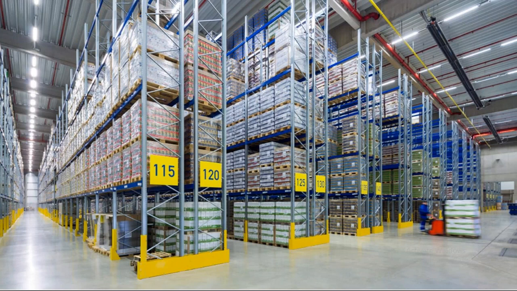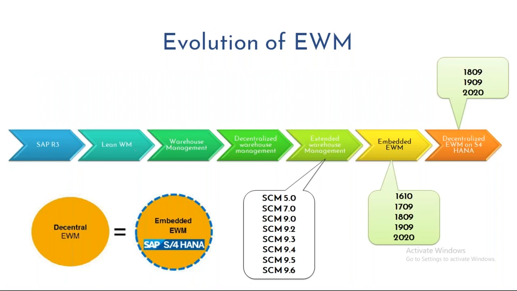Lean warehouse management is nothing but this entire warehouse, what you see here, is considered as one bin. Which means if I have to check the report, the system shows that it is there in this bin. I will not have clarity on which rack, which stack, which level. All this information I will not be able to find out with lean warehouse management. But just to introduce a functionality, SAP introduced lean warehouse management. The entire warehouse is considered as one bin. That is lean warehouse management.